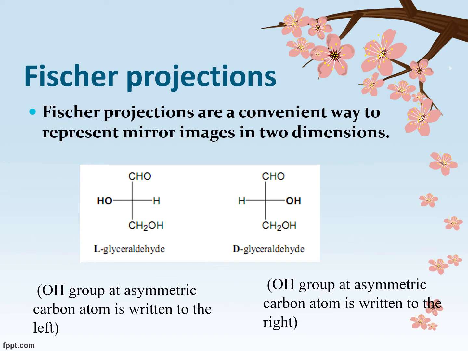So what is Fischer projection? Fischer projection is a convenient way for us to represent these mirror images, the D and the L type. Remember, OH on the left is the L type, so you just remember left, L, left. That's how you remember. The opposite would be D. So you remember one, then you can remember the other one. OH is on the left.